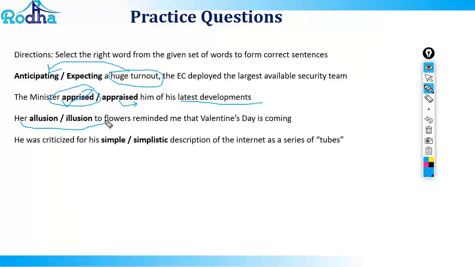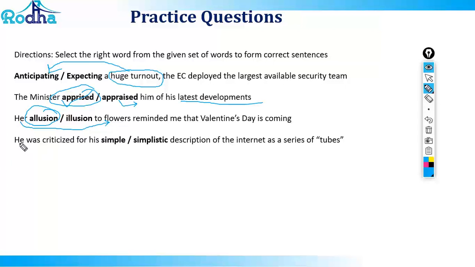Her allusion slash illusion to flowers reminded me that Valentine's Day is coming. Some reference to flowers is reminding you that Valentine's Day is coming. If it's a reference, then it has to be allusion. Allusion means a reference, generally not done directly, but an indirect reference to any object or entity is allusion. Illusion, on the other hand, is more to do with something that you feel is existing but it's not there. For example, when you're moving through a desert and you might feel that there is a mirage. So the whole point of a mirage is illusion. It seems to exist but it's not there.